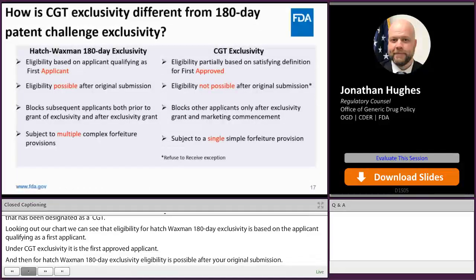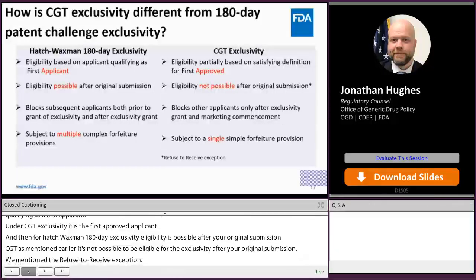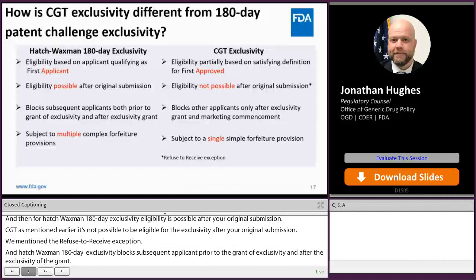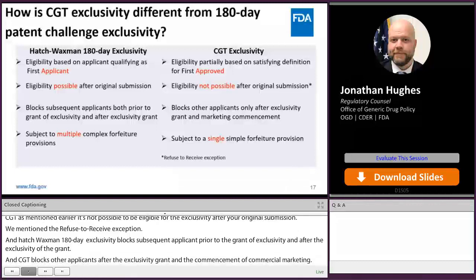We mentioned the refuse to receive exception. And Hatch-Waxman 180-day exclusivity blocks subsequent applicants prior to the grant of exclusivity and after the exclusivity grant. And CGT blocks other applicants after the exclusivity grant and the commencement of commercial marketing. Hatch-Waxman exclusivity is subject to multiple complex forfeiture provisions, and CGT is subject to a single simple forfeiture provision.